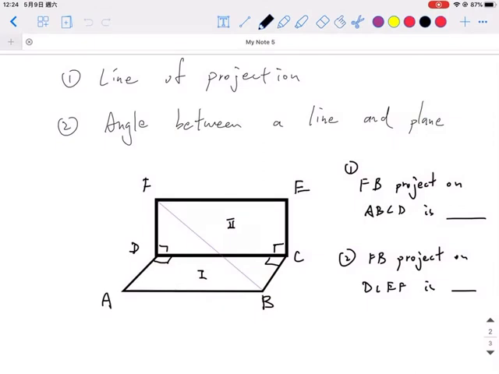So let's move to our question. FB projected on the plane ABCD becomes the line DB. This is the first one. And the second one is FB projected to the plane DCEF, which becomes the line FC. This is the first concept, the line of projection. And then the second concept is the angle between a line and a plane.